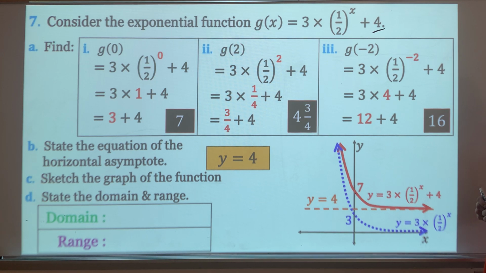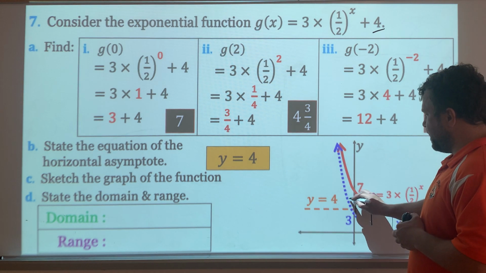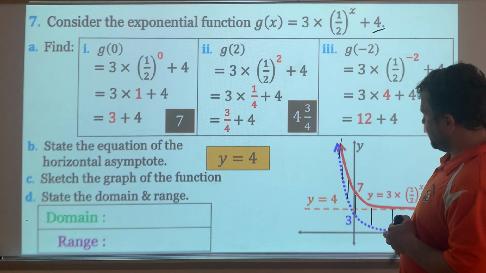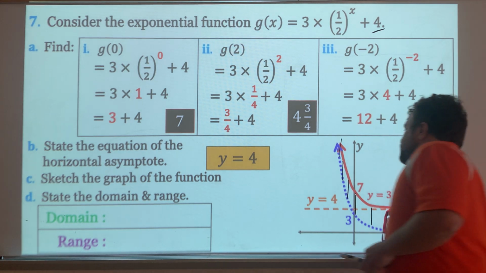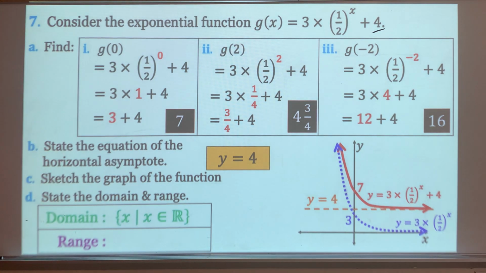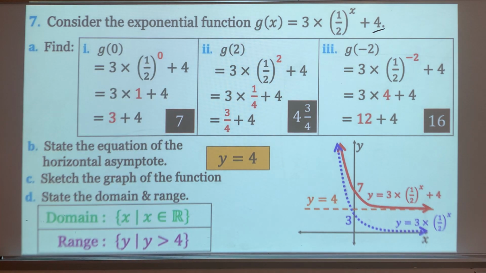Okay. And it doesn't look like it, but all these are the same units away. Because once you get here, you can't really tell because it's going up like that. But notice these are all the same units away. I know it doesn't look like it here because it looks a little squished, but it really is. All right, domain, all real numbers. And your range is every value greater than 4.